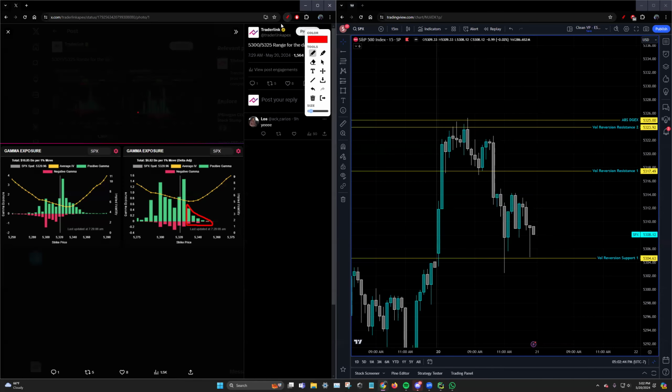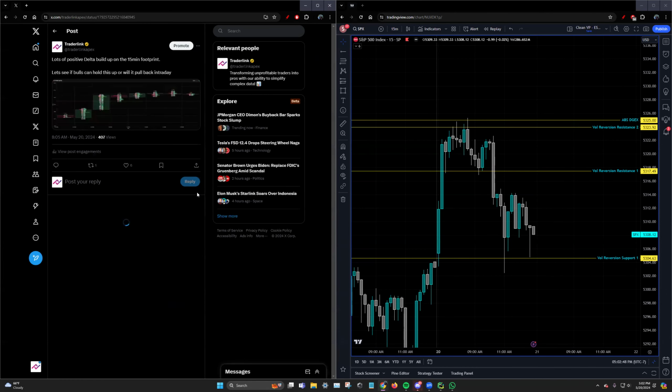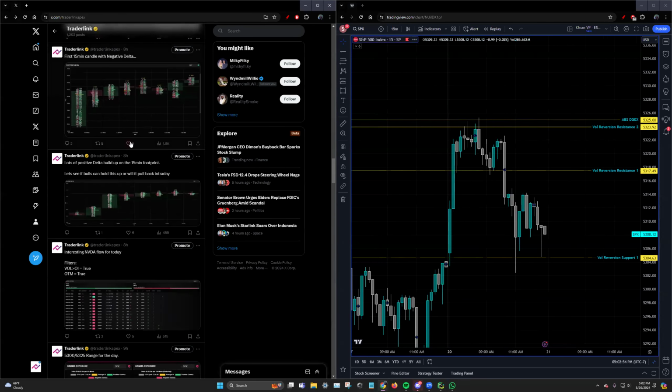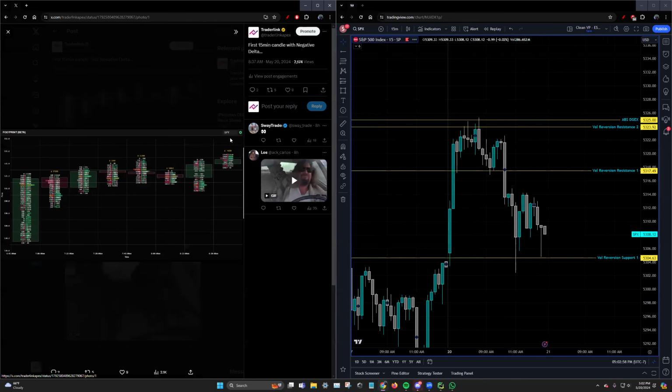On top of that, if you look at the Twitter timeline, we had also posted that there's lots of positive delta buildup, and this was at 8:05. This is before the push up. And then the one thing I noticed, next thing you know, at 8:37, that was the first candle on the footprint chart to build up a negative delta.